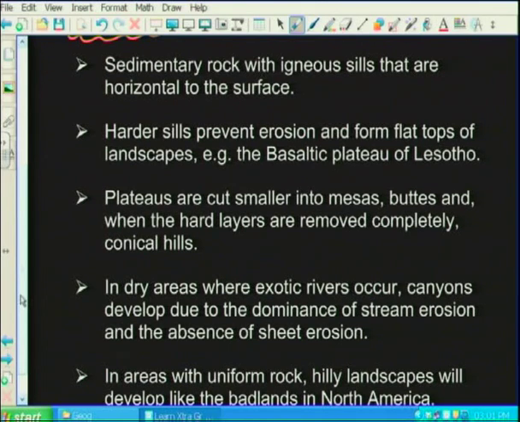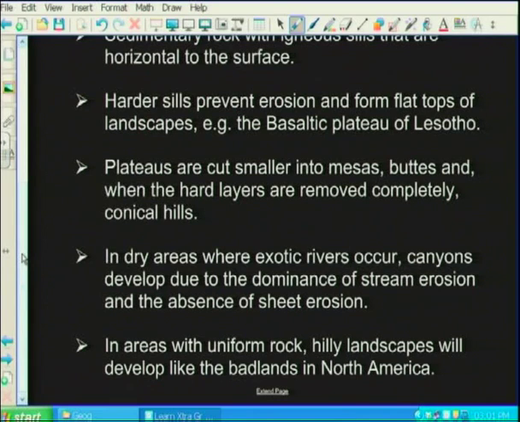The second point mentions that we have harder sills as part of our horizontal landscapes, which prevent erosion and form flat tops of these landscapes, and the example they give you is the plateau of Lesotho. Now, very importantly, we learn these concepts because in geography our most important horizontal landscape is a Karoo landscape, which is predominantly found in the Northern Cape.